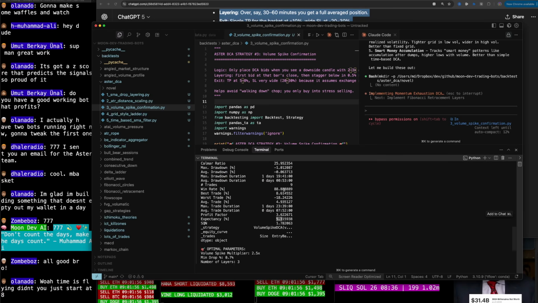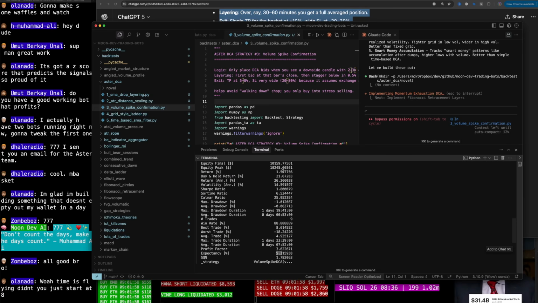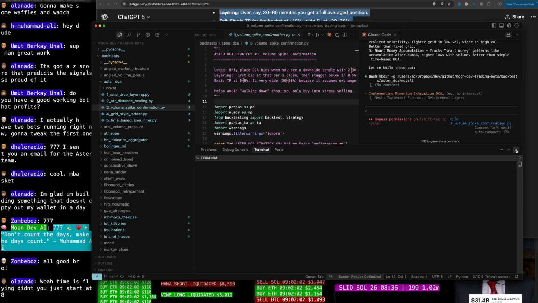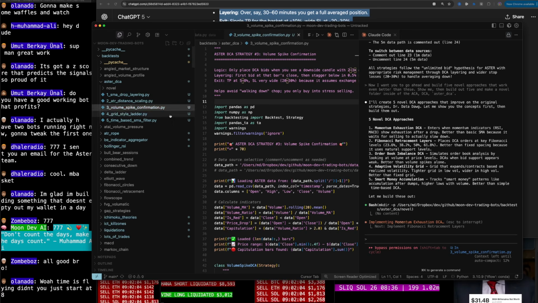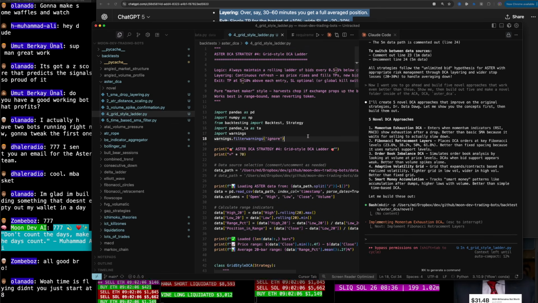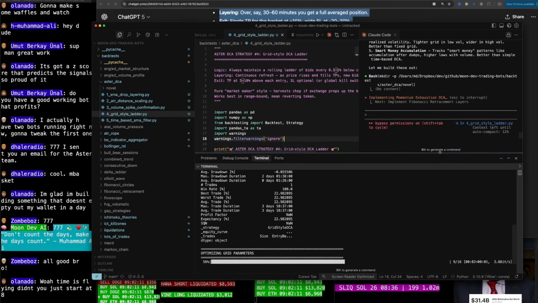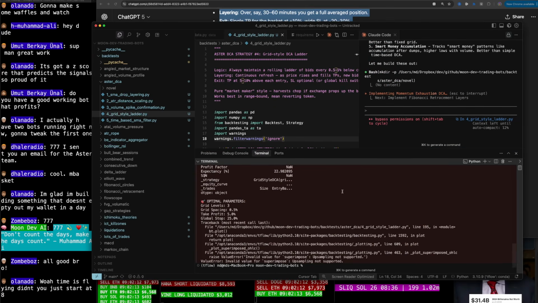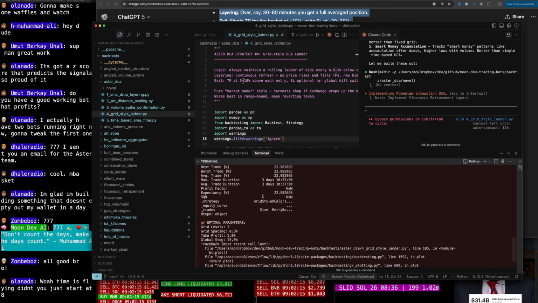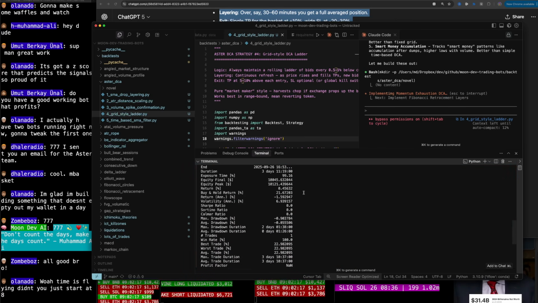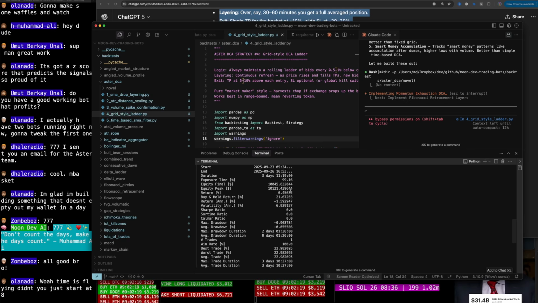Expectancy 5.3. Return 1.5. Okay, no dice. Grid style ladder. I'm just trying to get a feeling for which one of these might be best. Did you just kill the Claude though? No. 1 trade. Expectancy 22.9. 1 trade though. Style ladder. Okay.